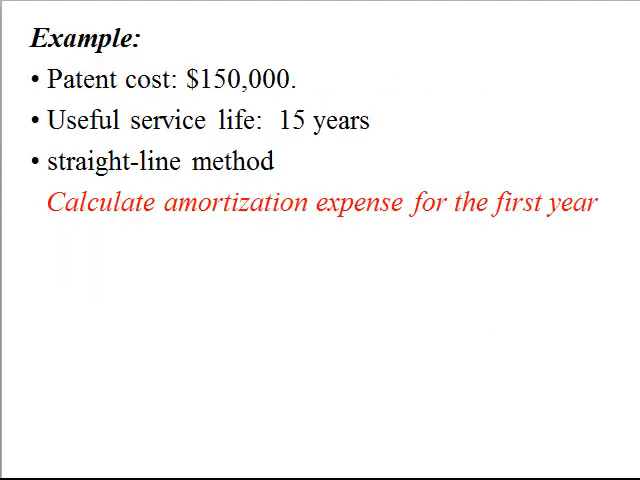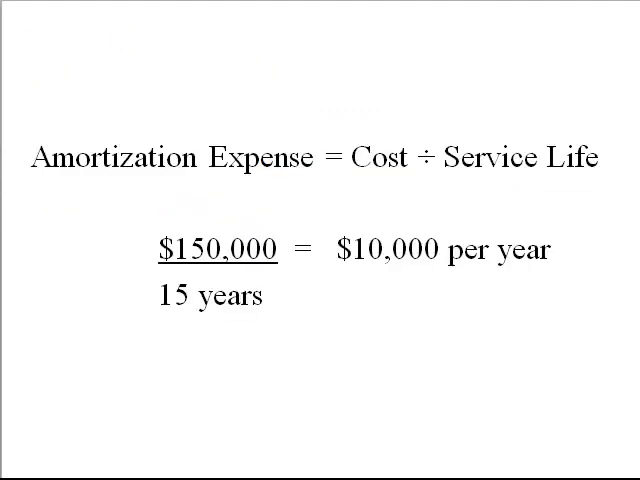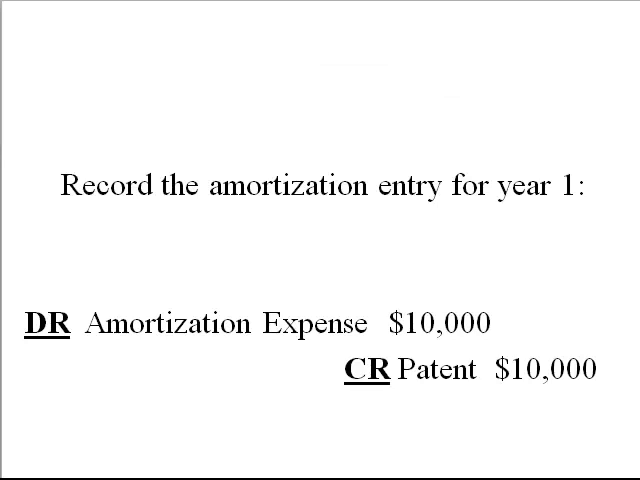Amortization expense for the first year would be calculated by taking the $150,000 of cost over its expected service life of useful years, resulting in $10,000 of amortization per year. The entry to be recorded for year one is a debit to amortization expense and credit directly to the patent, not to an accumulated account.